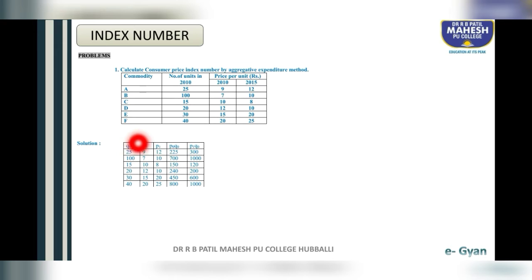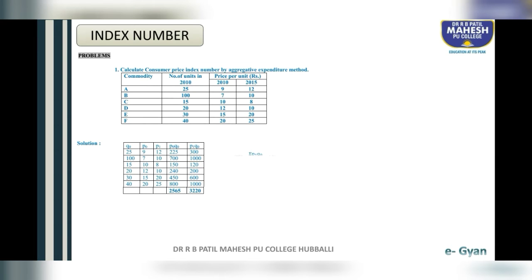10 into 100 is 1000. 8 into 15 is 120. 10 into 20 is 200. 20 into 30 is 600. The last one, 25 into 40 is 1000. So after finding this, we want the summation of this. So summation P0 Q0 total is 2565. Then summation P1 Q0 total is 3220.